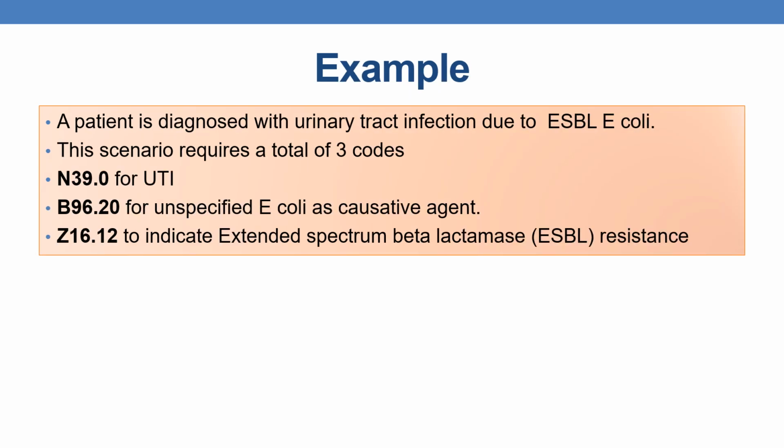Now let us see one more example. A patient is diagnosed with urinary tract infection due to ESBL E. coli. In this scenario, it requires three codes. The first code is for urinary tract infection, N39.0, followed by B96.20 for unspecified E. coli as causative agent, and then finally Z16.12 to indicate extended spectrum beta lactamase resistance. ESBL means extended spectrum beta lactamase resistance.